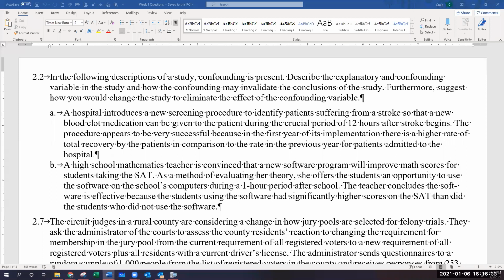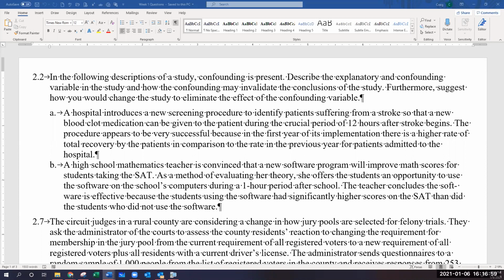Yes, a similar question on that because I was also looking at it from the point that it says the new screening procedure is said to be effective. I was thinking the confounding variable was the new blood clot medication because it could be providing or manipulating the effect, not necessarily the new procedure.